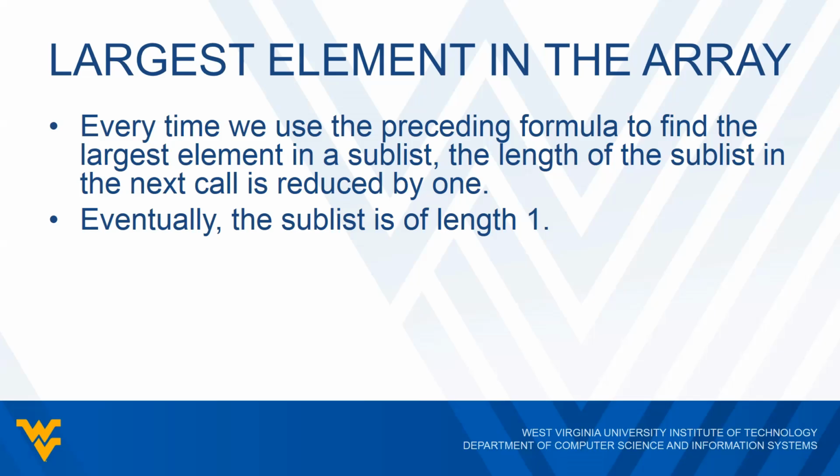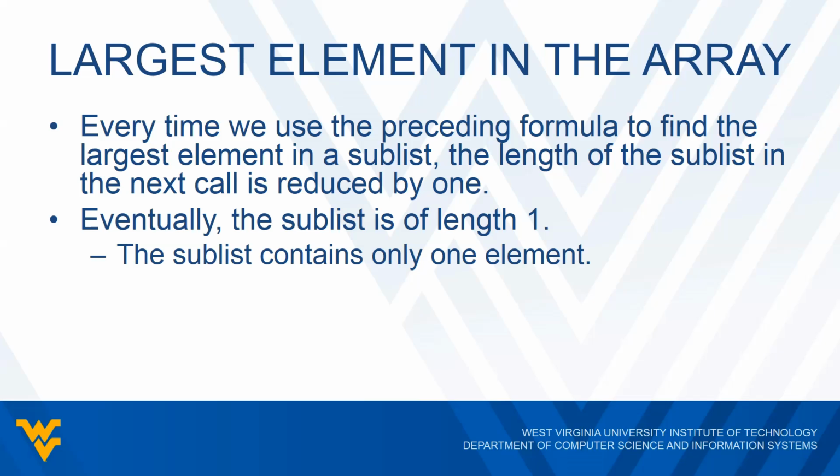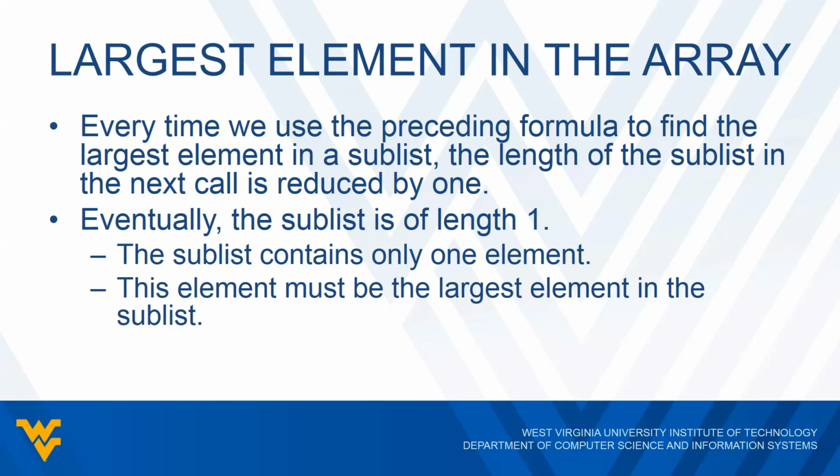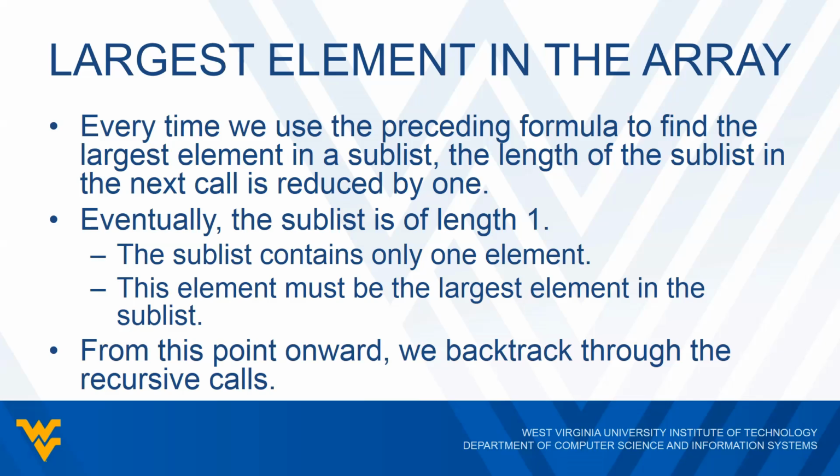What this means is if the length is 1, then the sublist only has 1 element. So for that particular sublist, that element has to be the largest element. So what would happen from this point onward is we would backtrack through all the recursive calls, comparing the largest element from that previous sublist with the first element of the new sublist. So if we just keep working our way backwards, we'll get back to our original problem where we would compare list[0] with the maximum, or the largest, of list[1] to list[5].